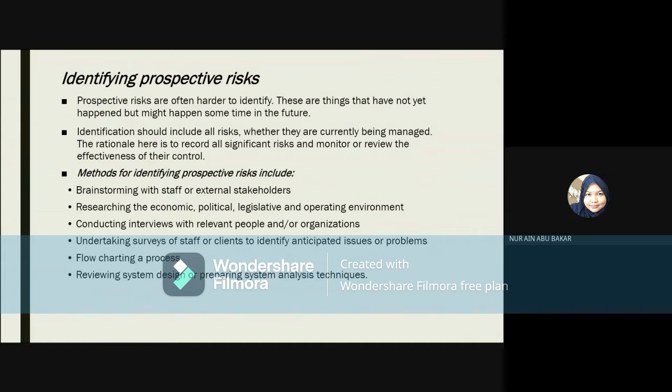So under prospective risk, the risk is normally very hard to identify. These things have not yet happened, but to a certain extent, in the future, they might happen. So identification should include all types of risks, whether they are currently being managed. The rationale here is to record all significant risks and to monitor and review the effectiveness of the control.